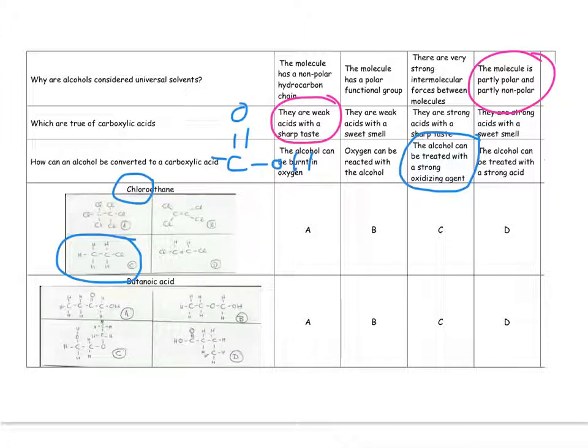Butanoic acid means that my carbon chain must have 4 carbons on it, and it needs to have the COOH group at the end. So here we've got the COOH group and 1, 2, 3, 4 carbons. So your correct answer here is going to be butanoic acid over there.